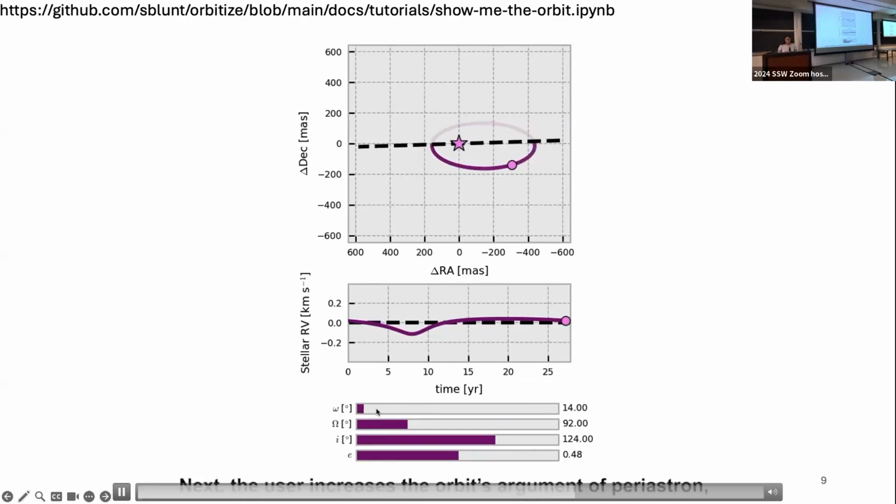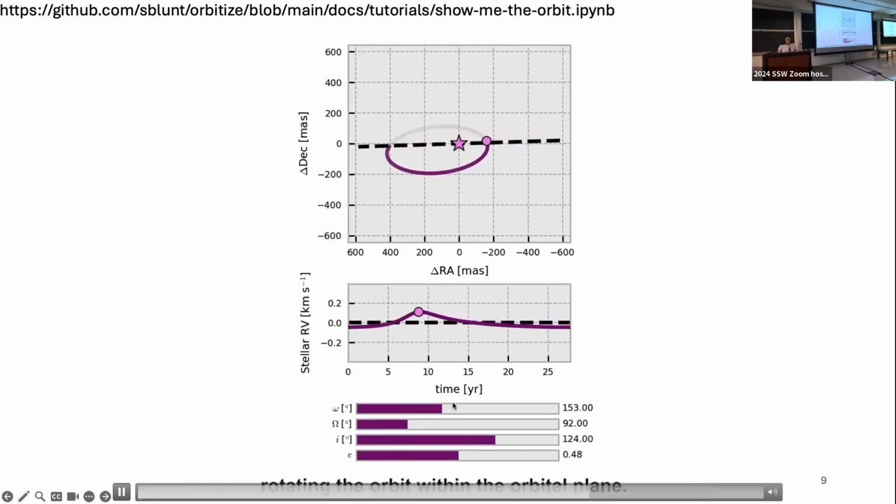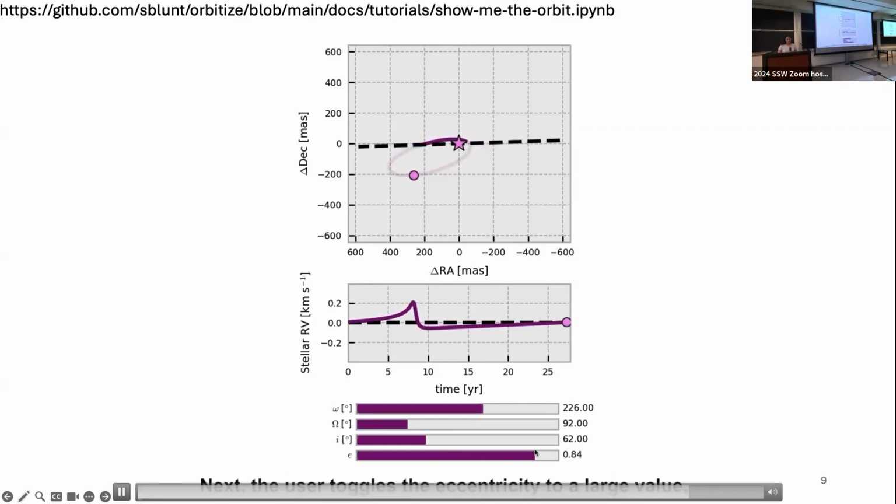Next, the user increases the orbit's argument of periastron, rotating the orbit within the orbital plane. This changes the shape of the radial velocity curve, but its semi-amplitude remains constant. The user now toggles the inclination value again, changing the semi-amplitude of the radial velocity curve. Next, the user toggles the eccentricity to a large value, making the radial velocity curve appear very peaked near periastron. Finally, the user toggles the argument of periastron again, rotating the location of the periastron within the orbital plane.